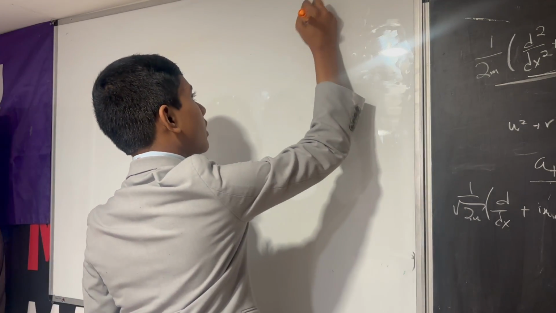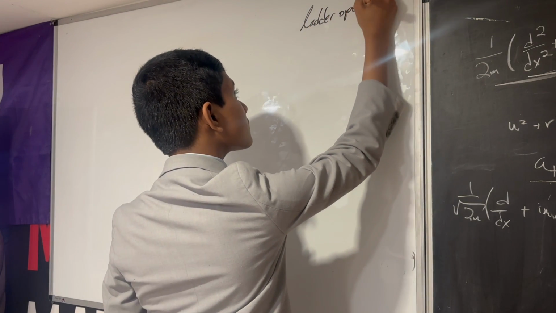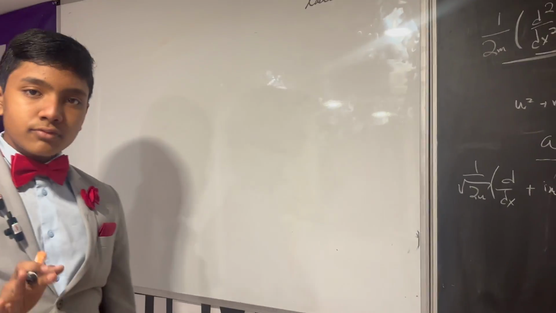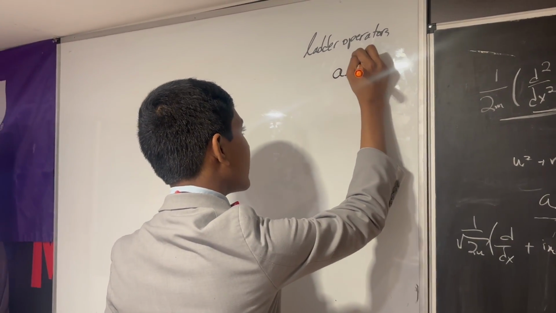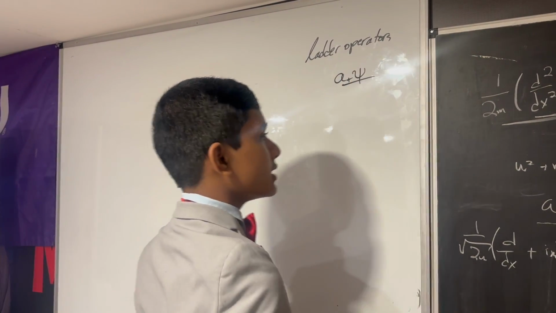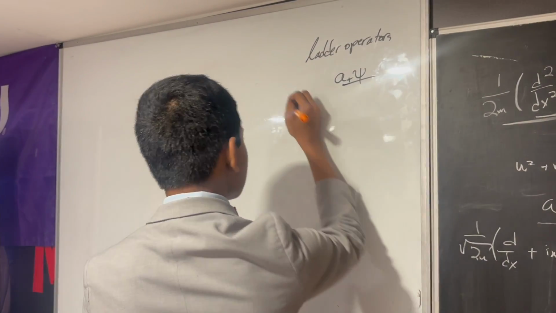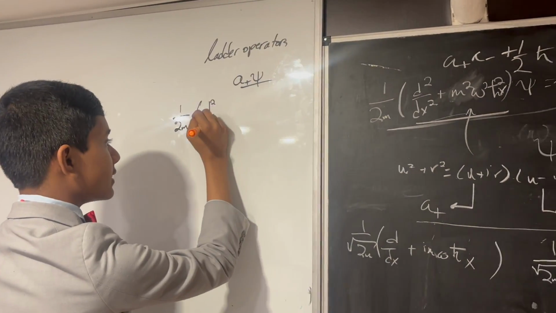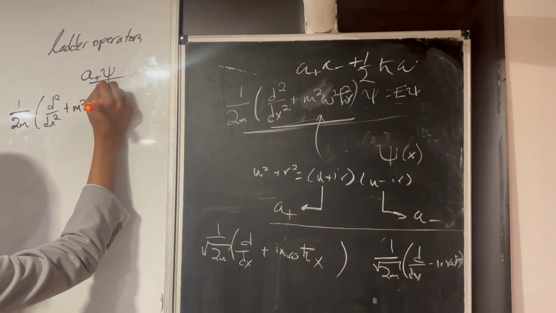Well, right now, I'm going to show you that A plus psi is actually a solution to this equation, just with a different energy. So let's assume 1 over 2m d squared dx squared plus m squared omega squared h bar squared x squared psi is equal to E psi. Now I'm going to let this be E naught, psi naught, psi naught.